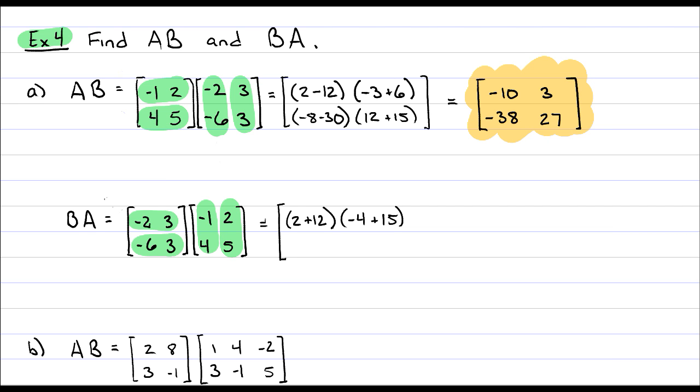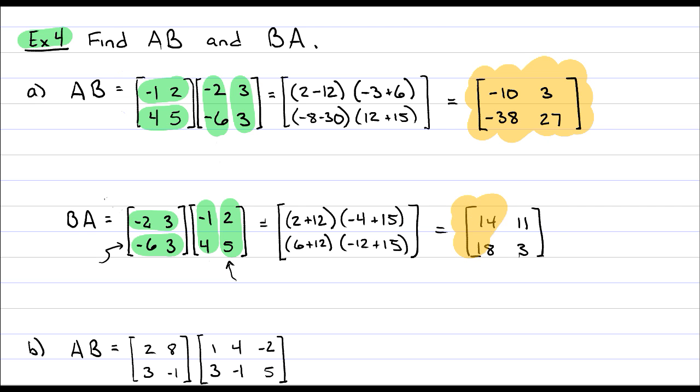Then I'm going to move down to the second row. So I use the second row of this first matrix, and I'm going to use the first column. This is going to give me 6 plus 12. And then finally, I use second row, second column, which will give me minus 12 plus 15. And then I do the final calculations here to get 14, 11, 18, and 3. So you can see that this is in fact a different matrix from what we got before. So the matrix A times B is different from the matrix B times A.